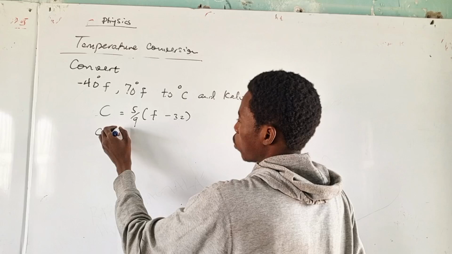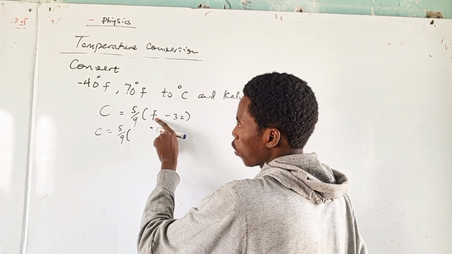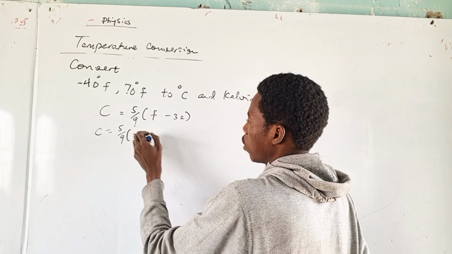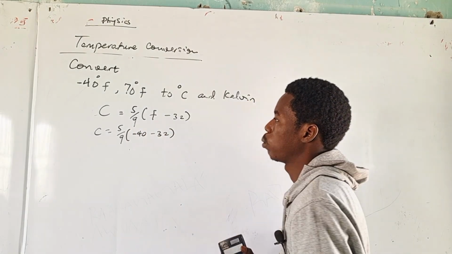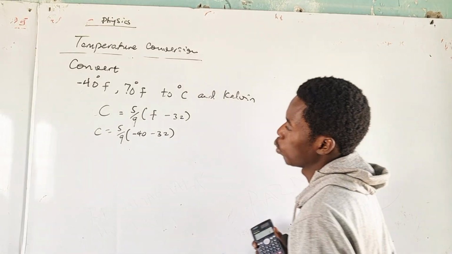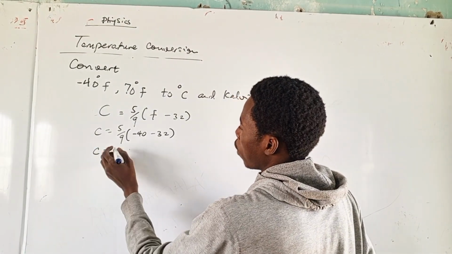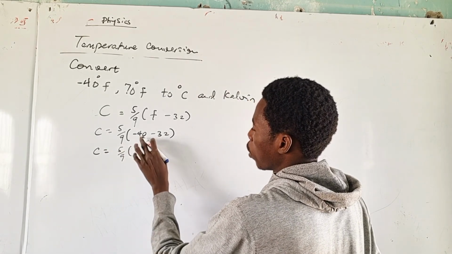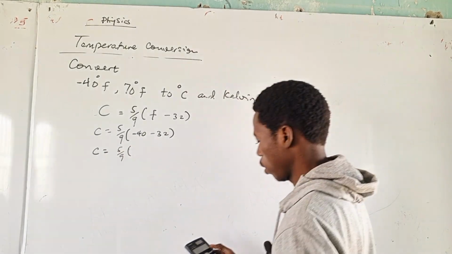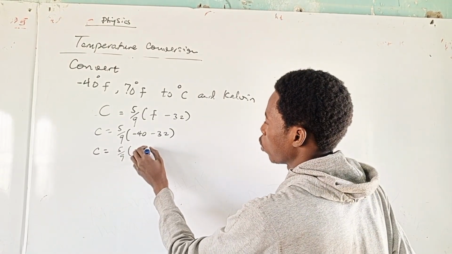C equals 5 divided by 9 open bracket. The value of F now is minus 40, then minus 32 as well, and then close the bracket. So which will give us C equals 5/9 open bracket minus 40 and minus 32 will give us minus 72.